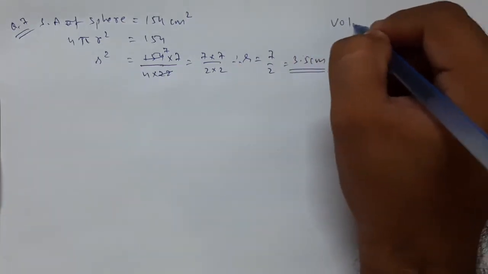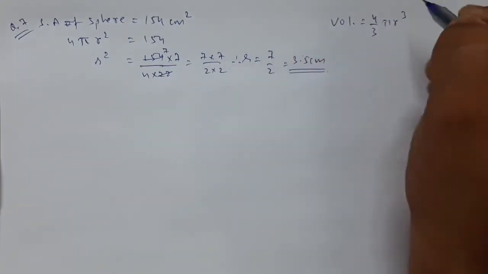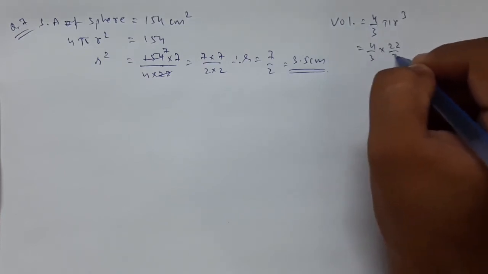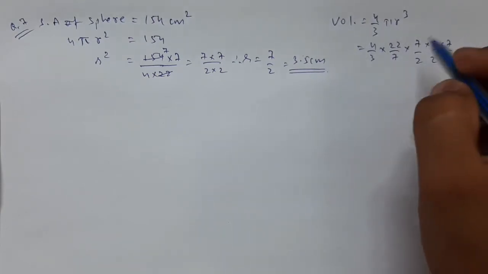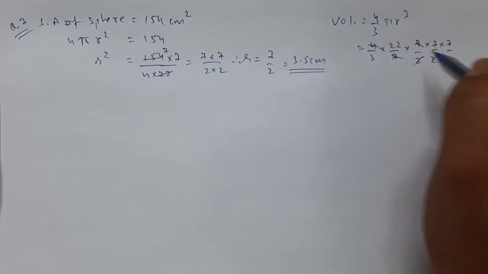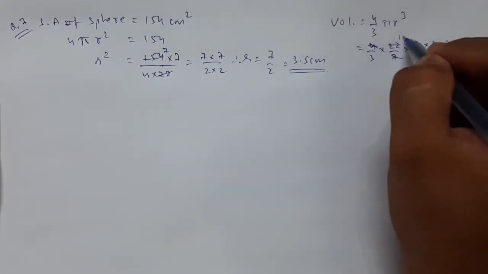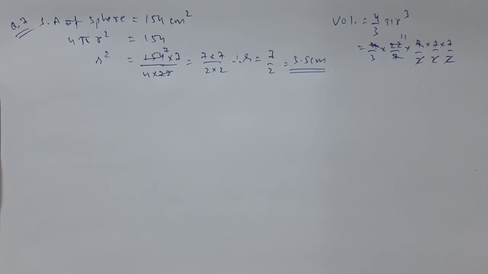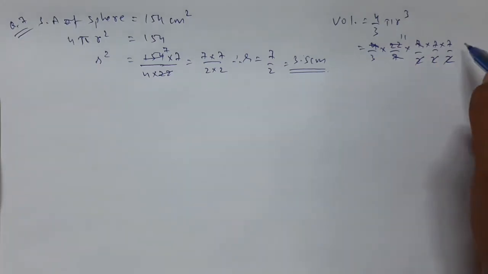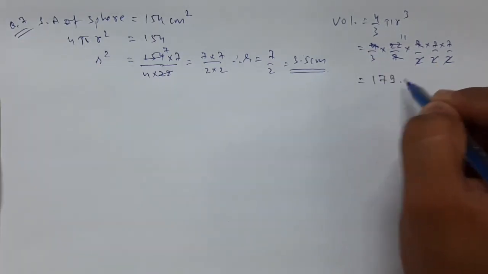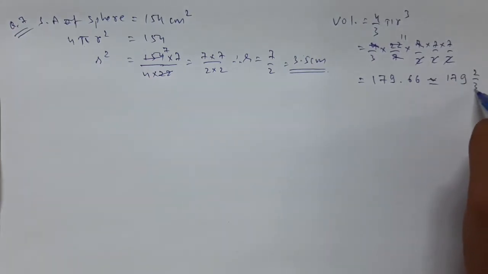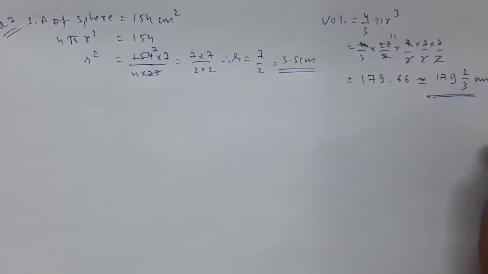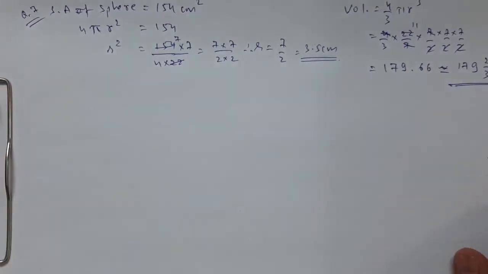We need to find the volume now. So volume is equal to 4 by 3 pi r cube. That is equal to 4 by 3 into 22 by 7 into 7 into 7 into 7 by 2 by 2 by 2. 7 and 7 cancel. 2, 2, 2. 4 cut, 2 ones are 11s are. So this will give you 49 into 11 divided by 3. So that will give you 179.66, or that is equal to 179 2 by 3 centimeter cube. Sorry, not square, cube, because it is volume.